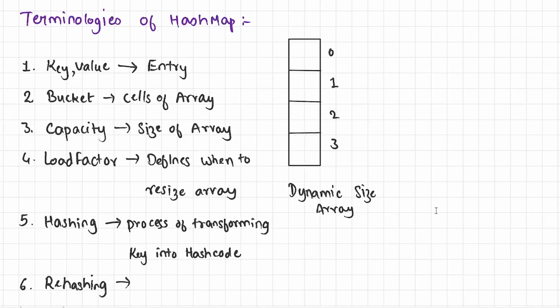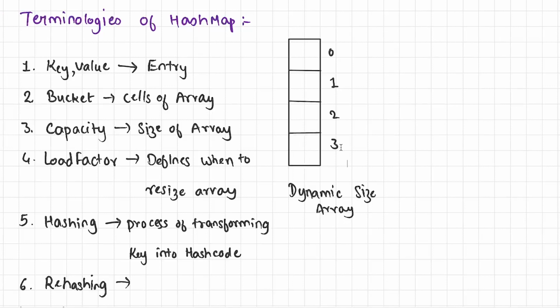The next terminology is bucket. As I said, a hash table is implemented using an array. So if we have an array like this and there are 4 cells in this array, each of the cells is called a bucket in the context of HashMap. So this is one bucket, this is one bucket, this is one bucket, and this is one bucket. So there are 4 buckets in this array.